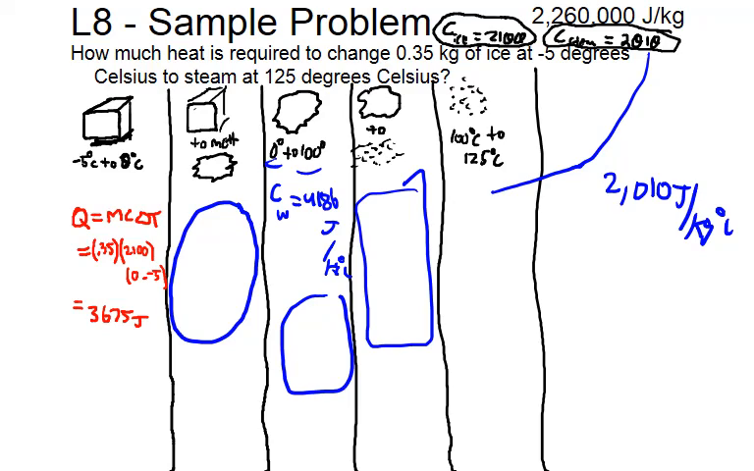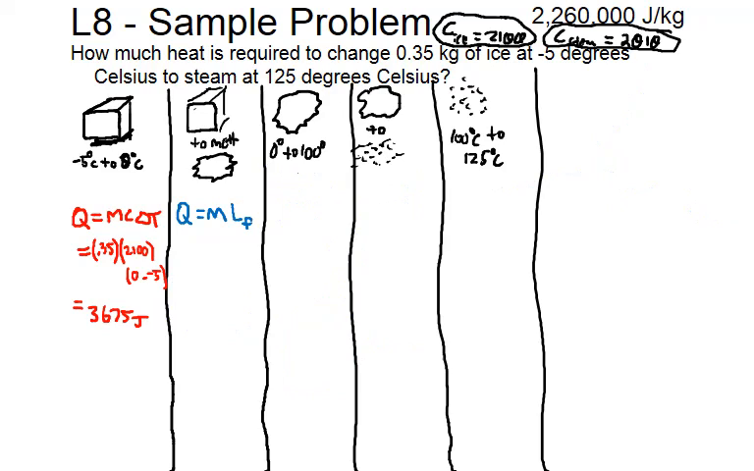So go ahead and pause the clip and figure out these different ones along the way, and then you're going to add all of them together to get the total. That total will be the total amount of energy it takes to take this ice cube at -5 and get it to steam at 125. So go ahead and pause the clip and give it your best shot there, and when ready to check, you can hit play to continue.